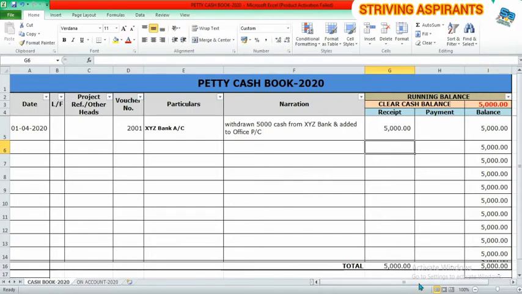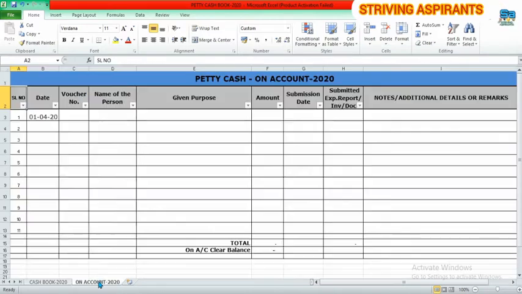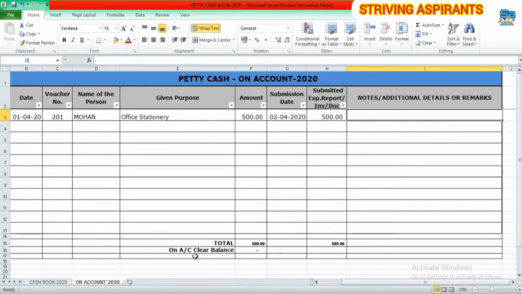Now coming to the On Account 2020. Here we are giving the payments made. The date we have given is 1st April 2020. Voucher number 201. The person who is collecting the amount from the finance office or the petty cash is Mohan, and he is collecting this amount for office stationery. The amount is 500. Now he submitted the invoice on 2nd April 2020. Now the On Account clear balance we can see here is 500.